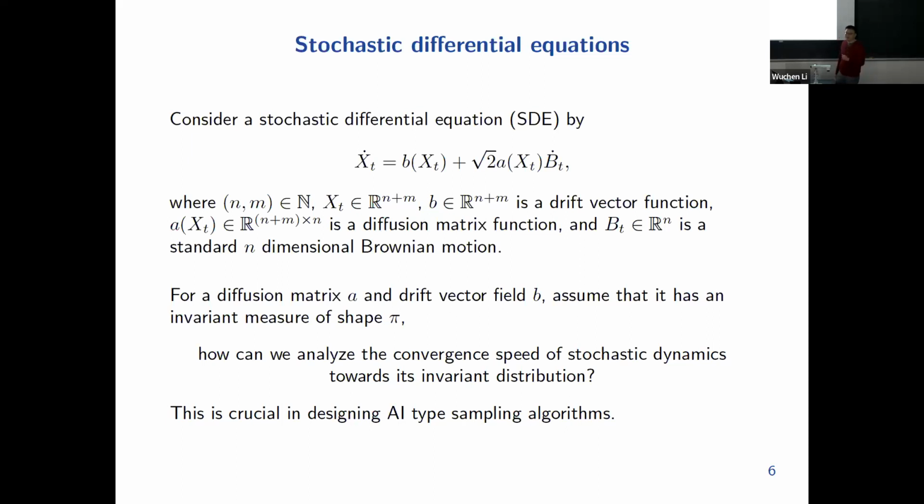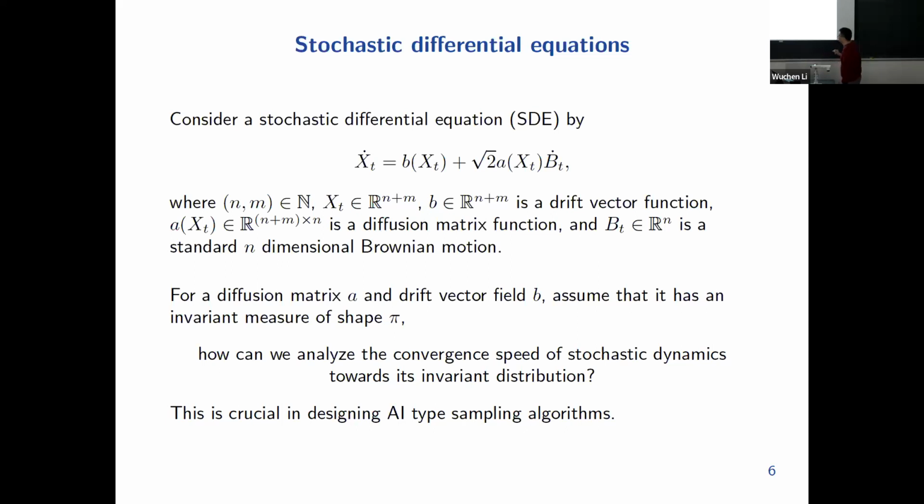One typical example here is the underdamped Langevin dynamics, where A could be 0, 0, 0, 1, this kind of matrix. B_t in R^n is the standard n-dimensional Brownian motion. It's a very standard stochastic differential equation. Now the game here is to follow this sampling, with the target distribution. For a given diffusion matrix and drift vector field, assume some mathematical condition I'll give you later, b and A will admit an invariant measure of shape pi.